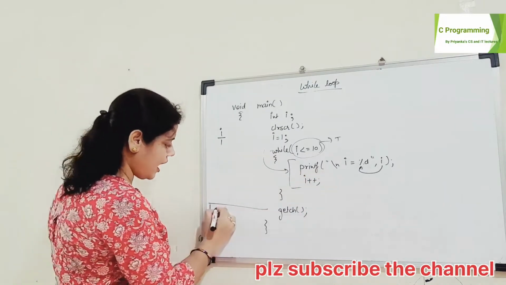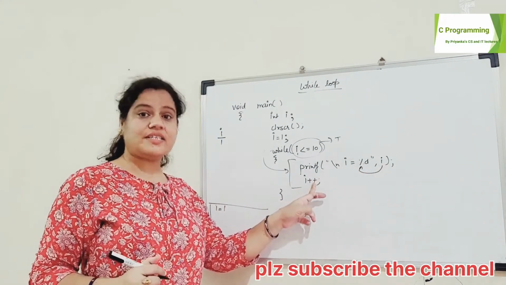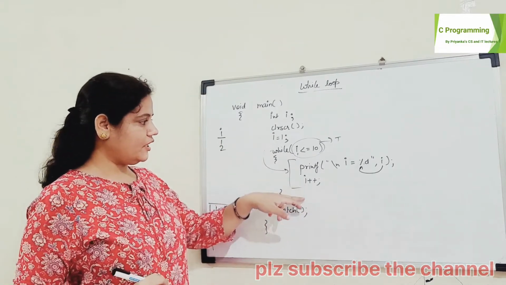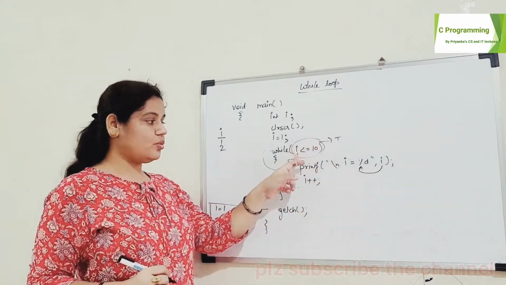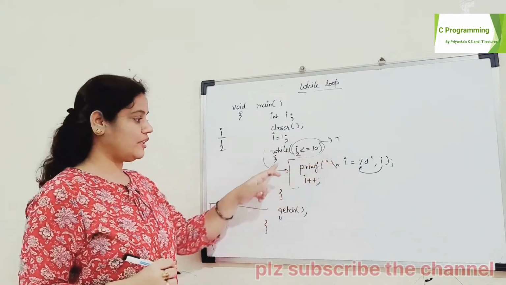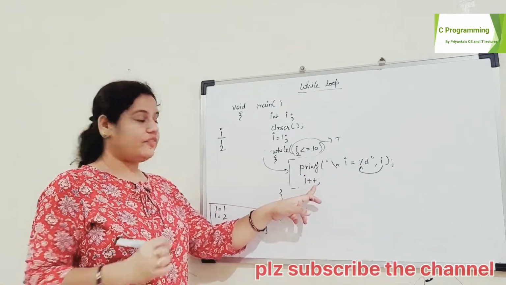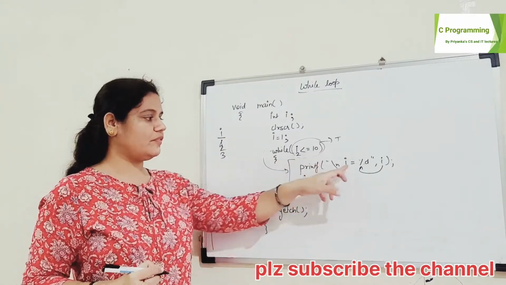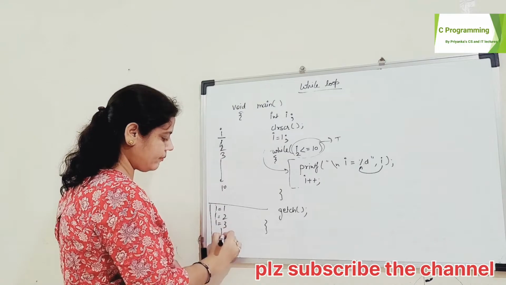It will print I equal to 1, the value of I. After that, it will increase the value of I. Then it becomes 2. After incrementing, it will not come out. It will go again to the condition part. Now the value of I is 2. 2 is less than or equal to 10. Again it is true. Then it will come again and print I is equal to 2. After that, it will increase its value to 3. 3 is less than 10. Yes, it is again true. Then it will again print I is equal to 3, and so on till 10.